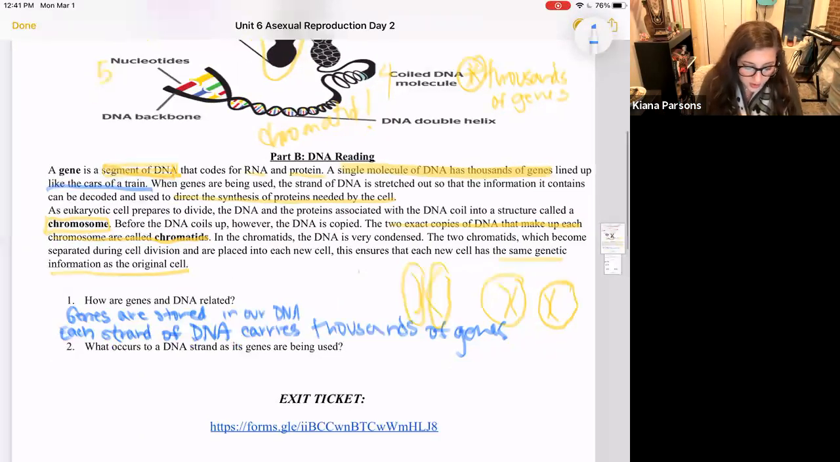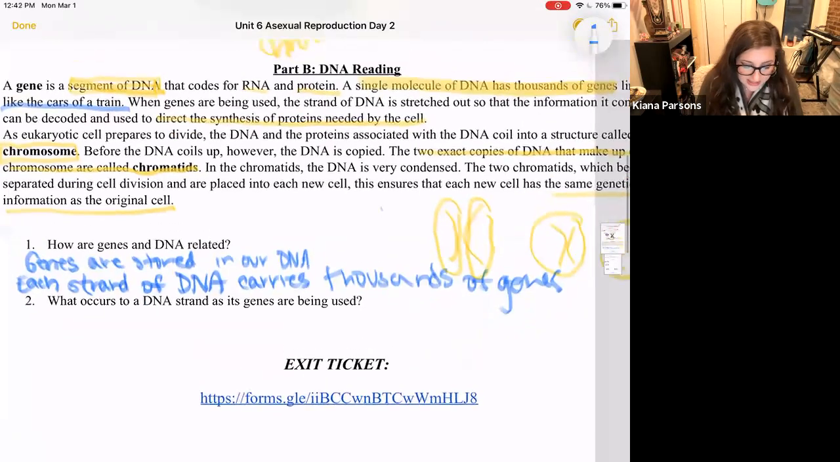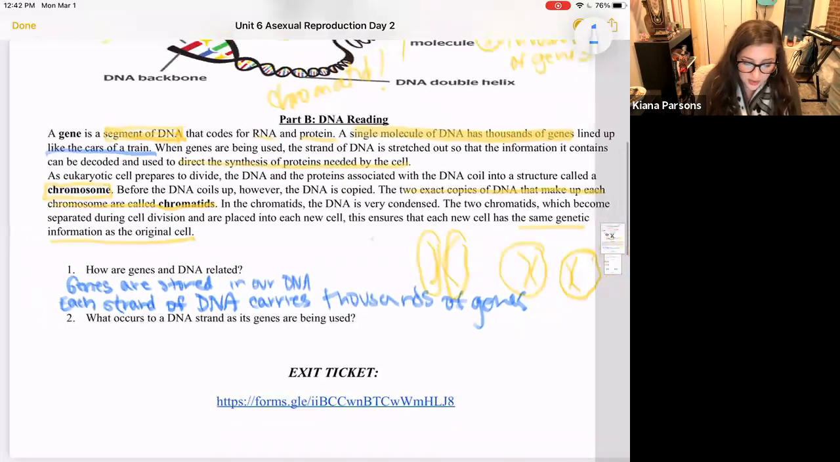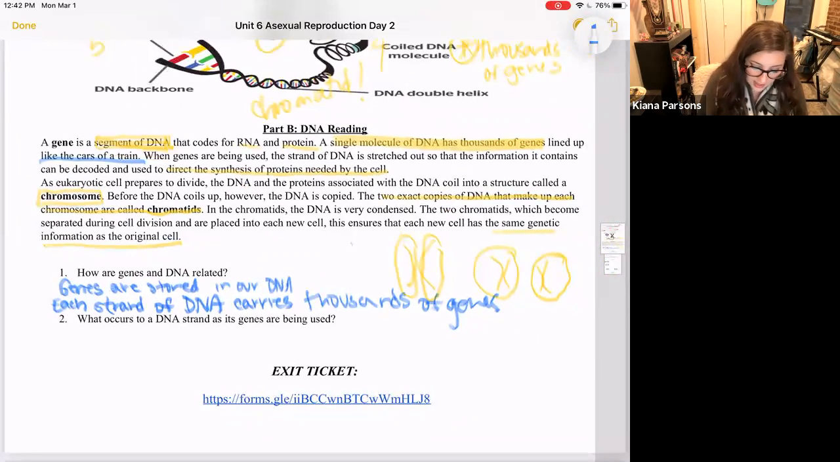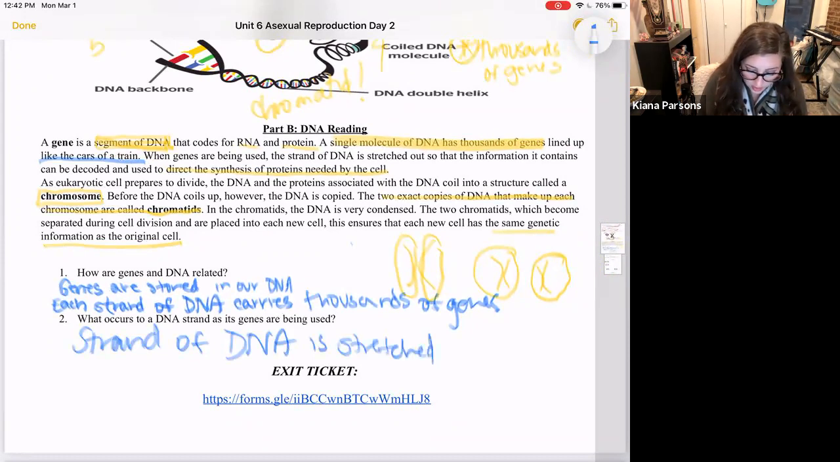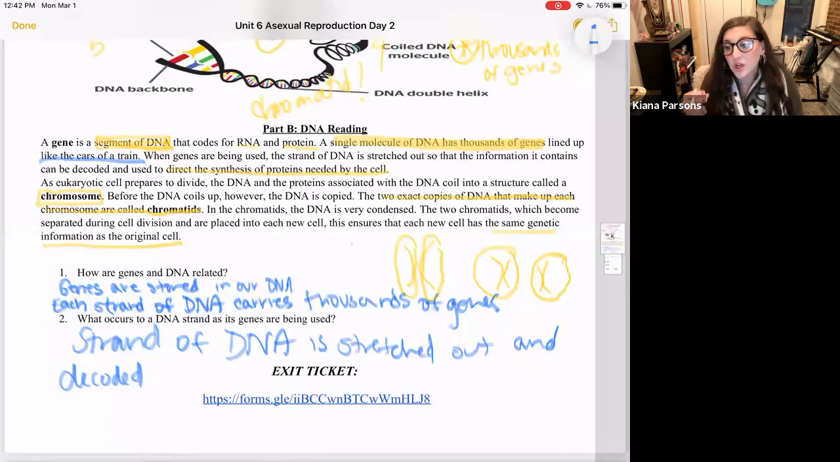So what occurs to a DNA strand as its genes are being used? The strand of DNA is stretched out and decoded. And sort of that process of reading DNA and DNA replication is what we're going to talk about more in Unit 7.